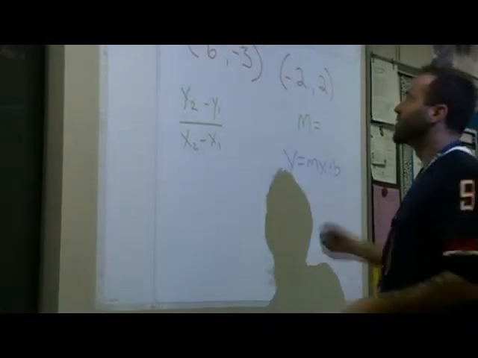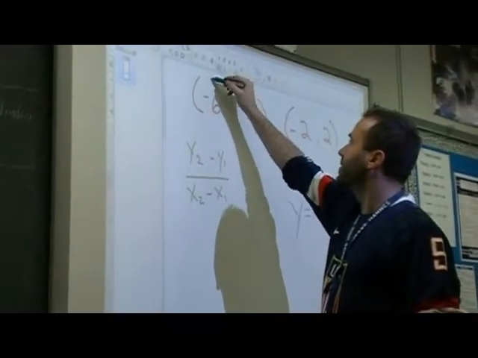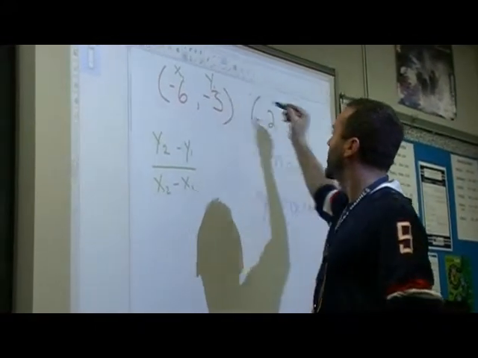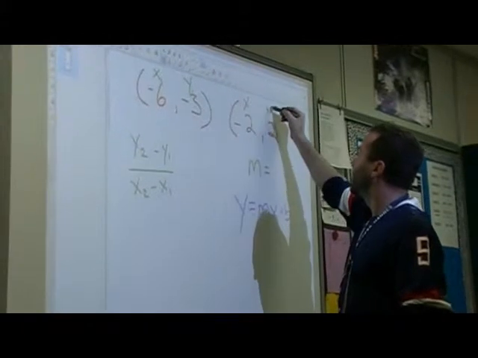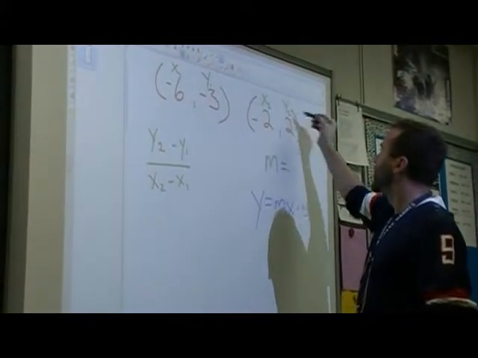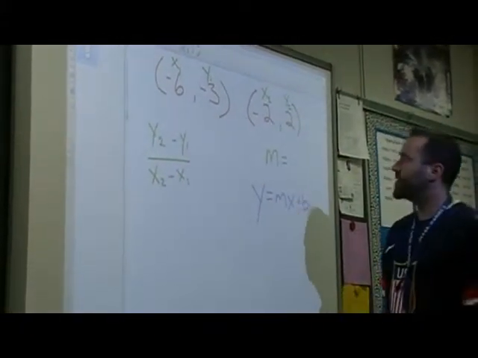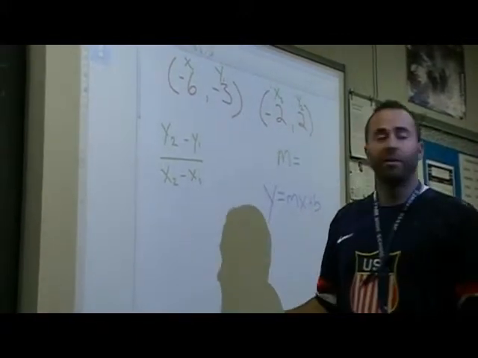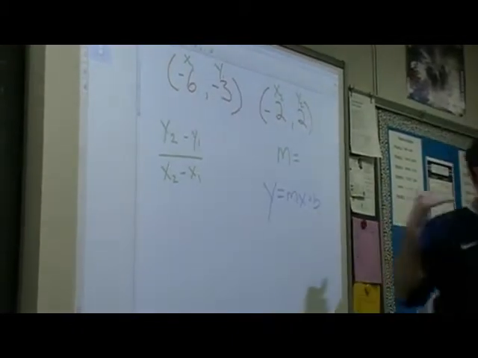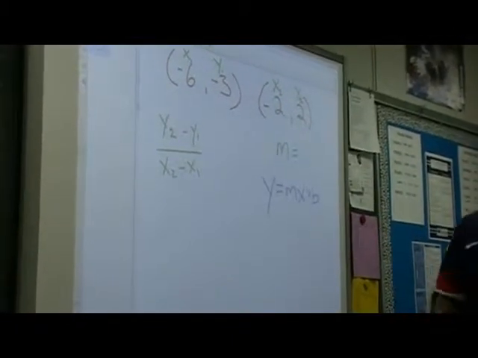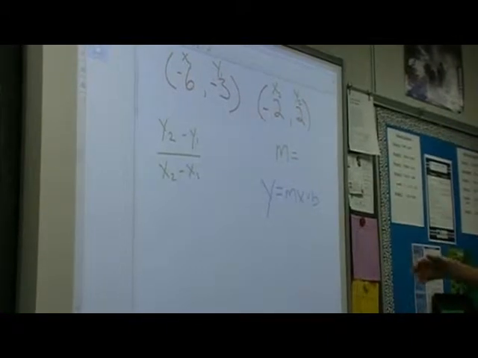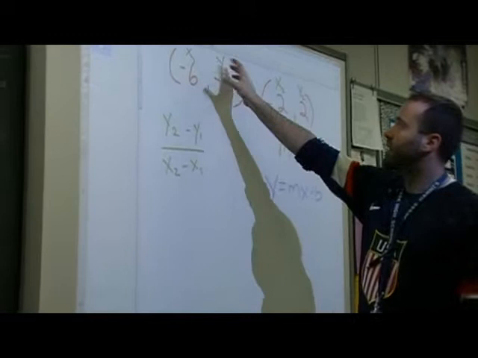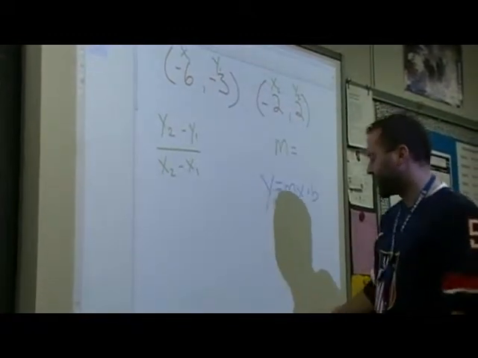So we're going to go ahead and label these x and y. We're going to call this x1 and y1. This x and y over here, we're going to differentiate by putting a 2 on it. It doesn't matter which one we choose for x1 or x2, we just have to do it. Now that we've labeled them, we're able to plug our numbers into the formula.